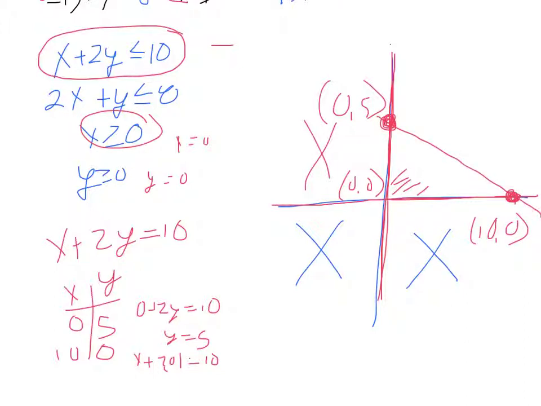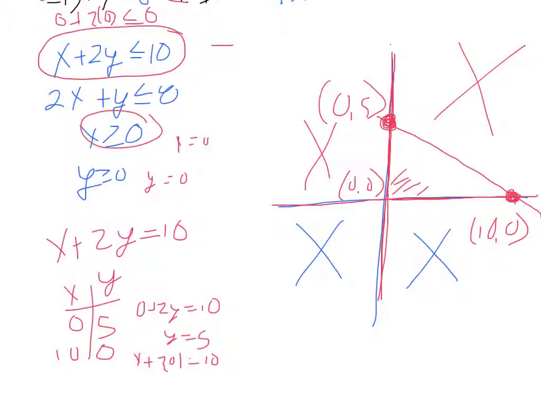So that right there is what we're looking for, and we know it's going to be underneath this, because if we pick our test point (0, 0), plug it in, 0 plus 2 times 0, is that less than or equal to 10? It is. So we want to be underneath this line, so it's not up there either.